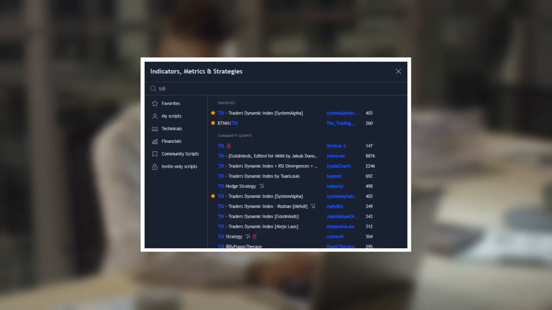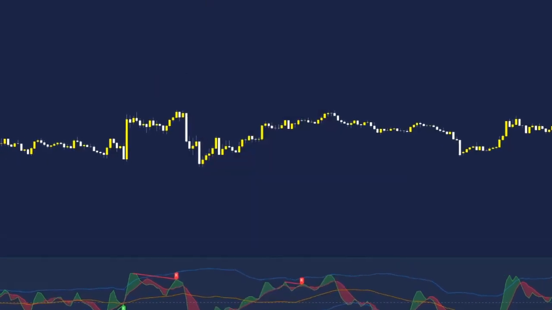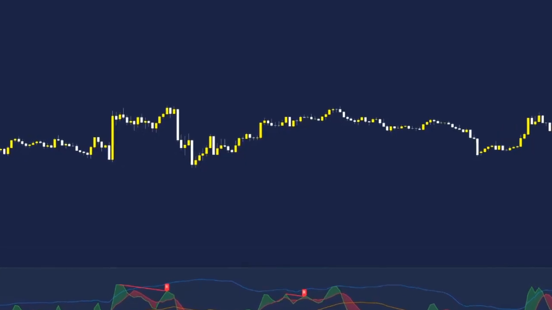So head up to indicators again and type in TDI. This stands for Traders Dynamic Index, and it is a very powerful all-in-one trading indicator. You may or may not have used it before, but we'll be adding this one right here by System Alpha. On the TDI indicator, I have only turned off the bar colors, and on the Tri-State Super Trend indicator, I have left it exactly the same.